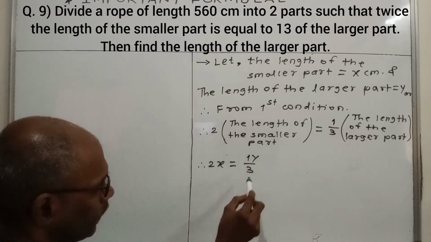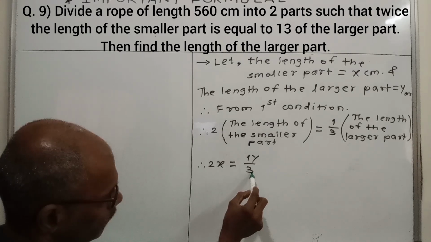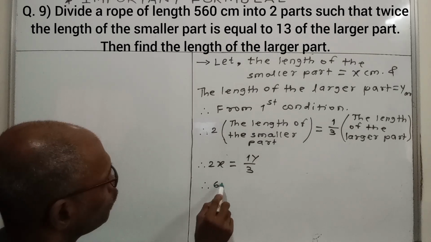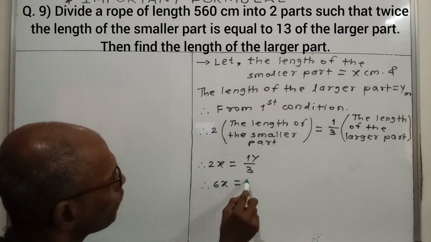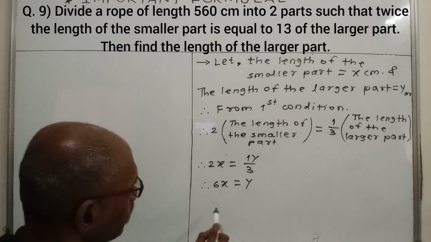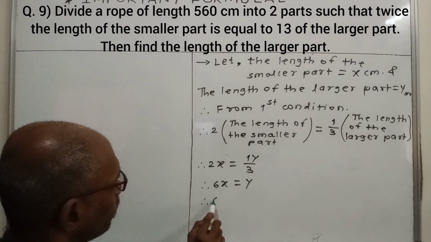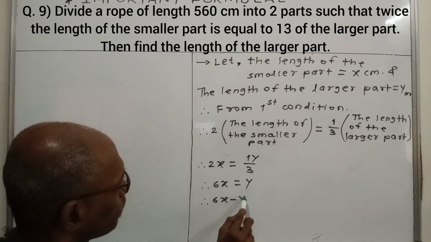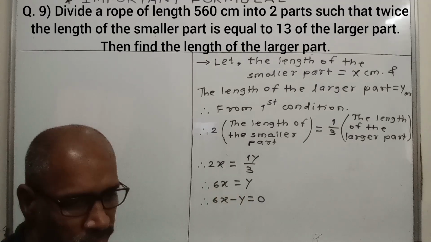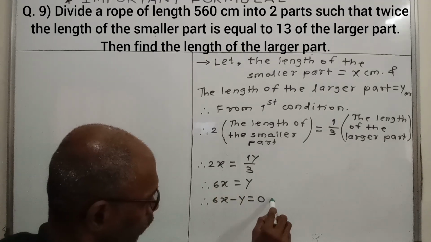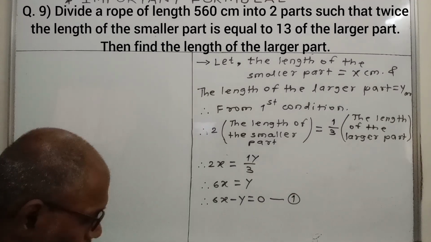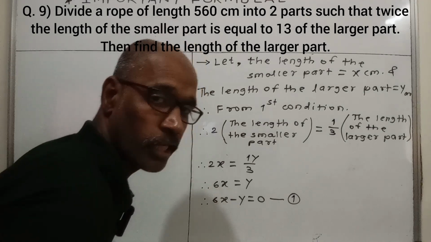Did you get it? Now we take this 3 to the left side. Therefore, 3 into 2, 6, is equal to y. Did you get it? Therefore, we write here 6x minus y is equal to 0, or keep as it is. No problem at all. This is equation number 1. Now, see this carefully.